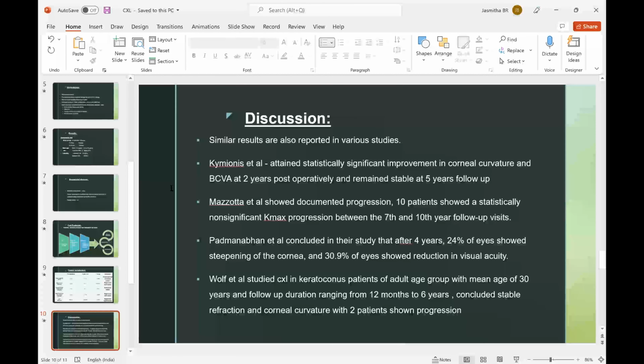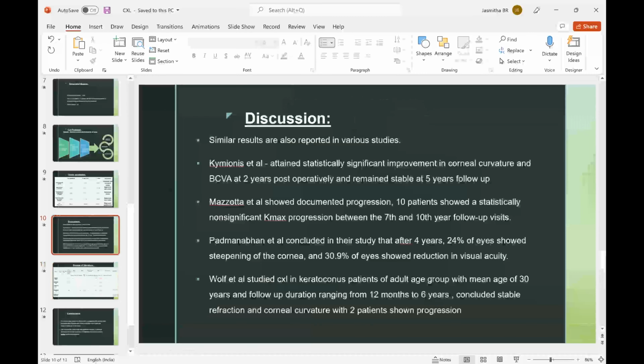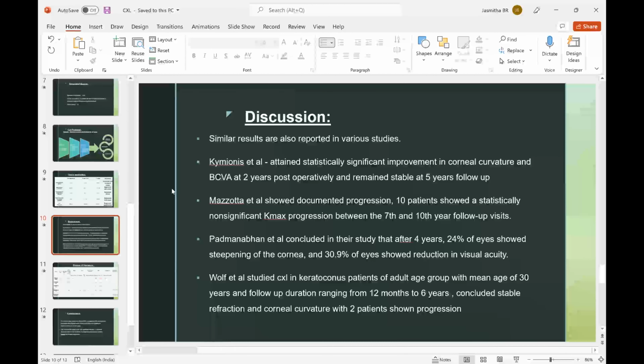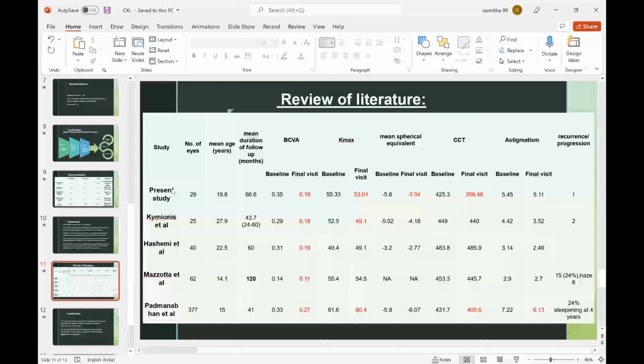So coming to the discussion, we have seen similar results reported in various studies in the literature. Quinones et al. attained statistically significant improvement in corneal curvature and BCVA at 2 years postoperatively, and it has remained stable at 5 years follow-up. However, he had only a minimum follow-up of 2 years. Mazzotta et al. showed documented progression in 10 patients, showed significant Kmax progression between 7th and 10th year follow-up visits. So this is the table showing different studies.